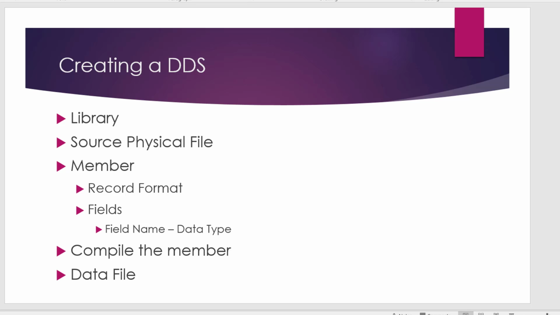Then after you create a member with all its specifications, you compile the member. Once you compile the member, what you get is your data file, or a file in the form of an object that you can interact with. You can put data in it if it's a physical file. If it's a logical file, logical files are like views in the database world. So this basically taps into one or more existing physical files and grabs the data from there. When we get to the logical files, we're going to deal with them in a little more detail. But for now, we'll be concentrating on physical files.